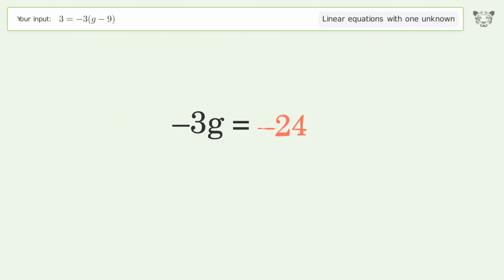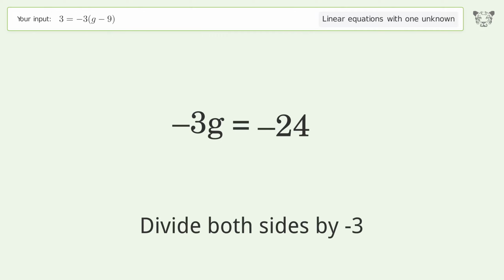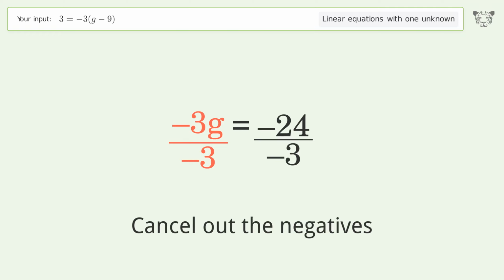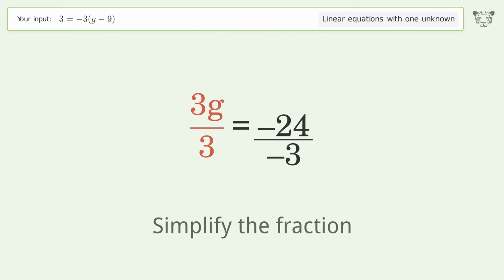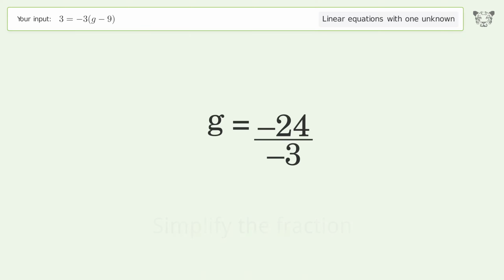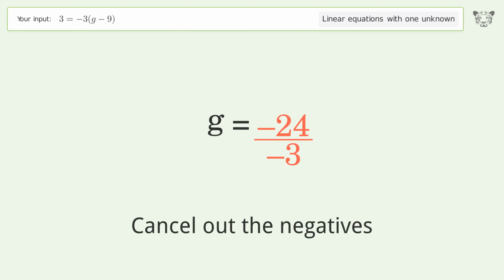Isolate the g. Divide both sides by -3. Cancel out the negatives. Simplify the fraction. Cancel out the negatives.